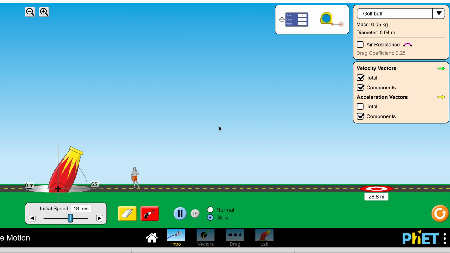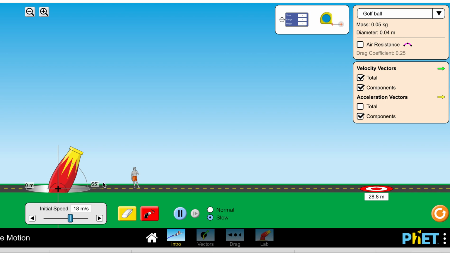Hey everyone, this is a quick introduction to this simulation done by the folks at the University of Colorado, I think, PhET. This is a little chance to practice launching projectiles at different angles with different speeds and different launch heights and things like that. Just play around with it and get used to looking at the various things you can do.